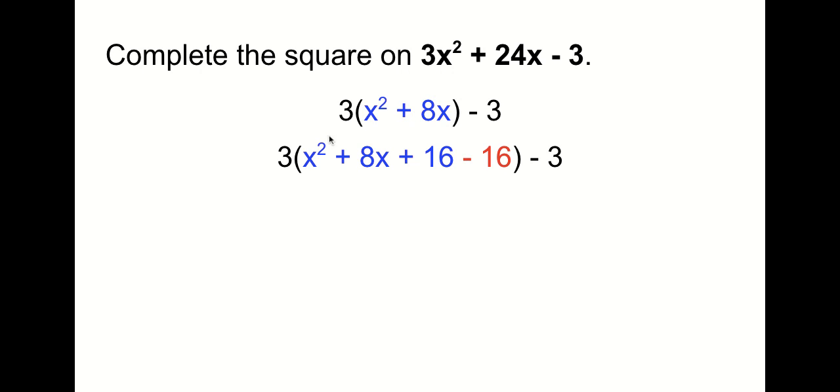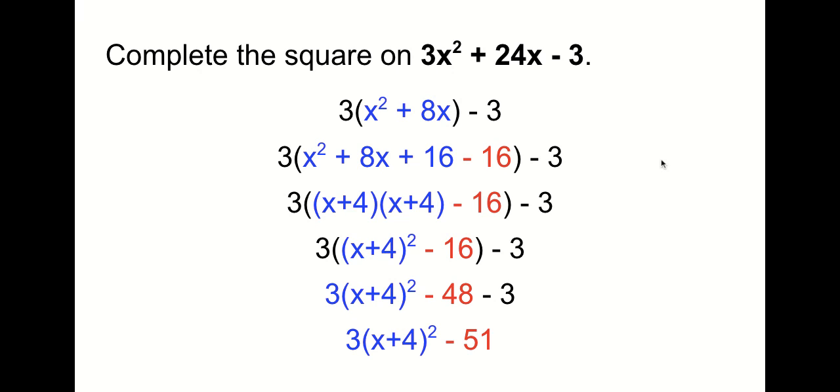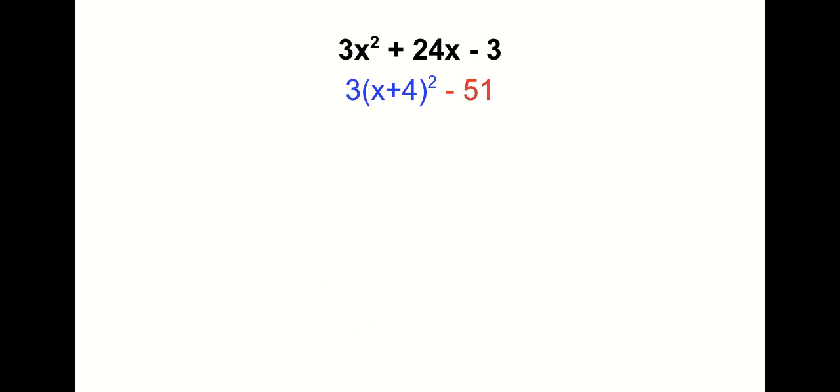Now I know that the blue is just a perfect square, x plus 4 times x plus 4. I'll write that as a perfect square. And just like before, now I'll distribute the 3. So I'll get 3 times x plus 4 squared, and then 3 times 16 is 48, so I'll get a negative 48. And now here's where the minus 3 comes into play. So now I can combine these last two terms. So this really is 3 times x plus 4 squared minus 54. All right? So like before, I'm suggesting that these two are equivalent.